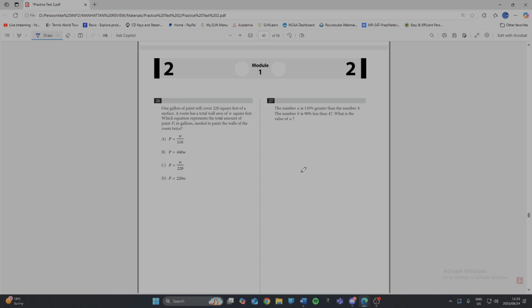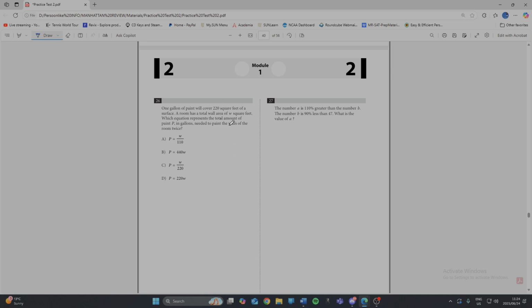Okay, on to the last two questions. It says 1 gallon of paint will cover 220 square feet of a surface. A room has a total wall area of W square feet. Which equation represents the total amount of paint in gallons needed to paint the walls of the room twice? Okay, so 1 gallon will cover 220 square feet of a surface. A room has a total wall area of W square feet.